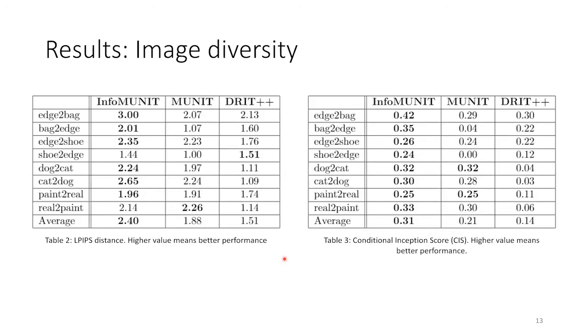And then we evaluate our method and compare it with other state-of-the-art methods in terms of image diversity. On the left, we have the LPIPS distance, and on the right, we have the conditional inception score. So we can also see that our method outperforms the others in most of the tasks.